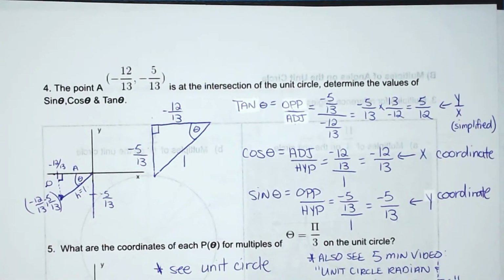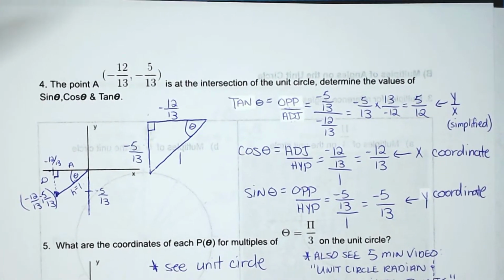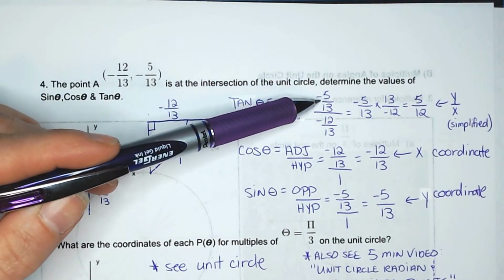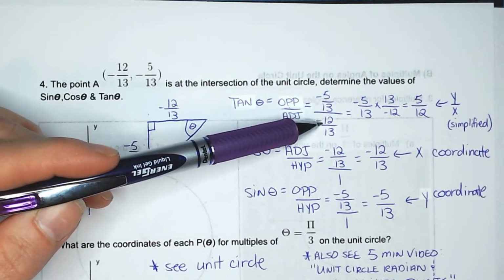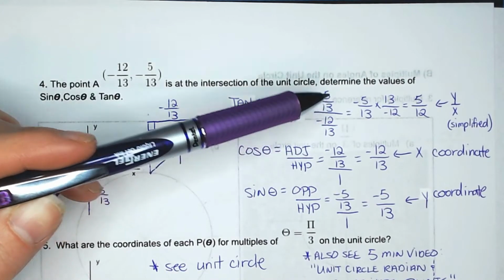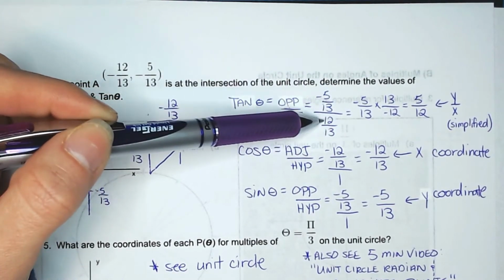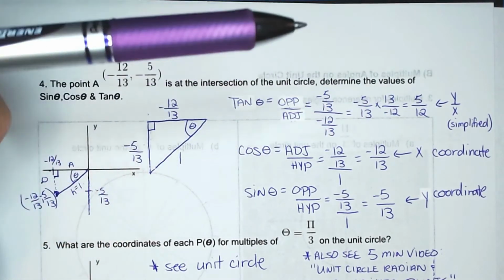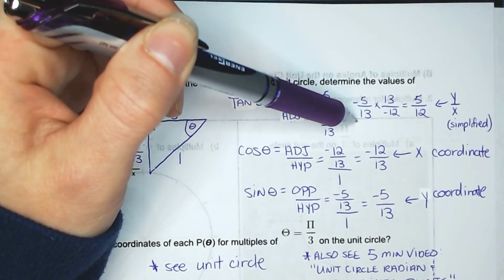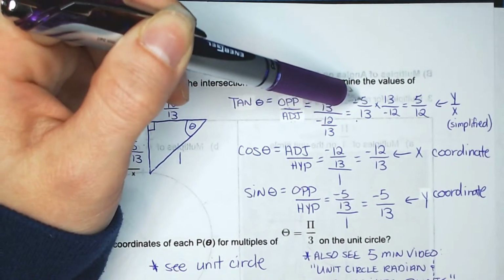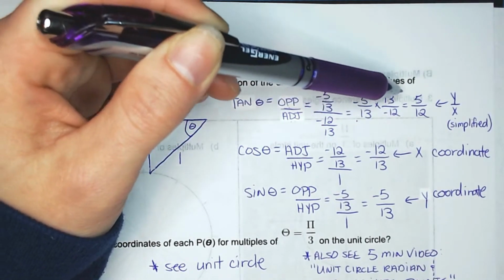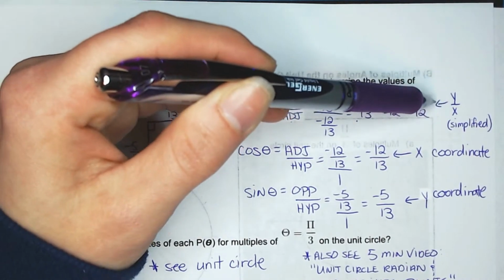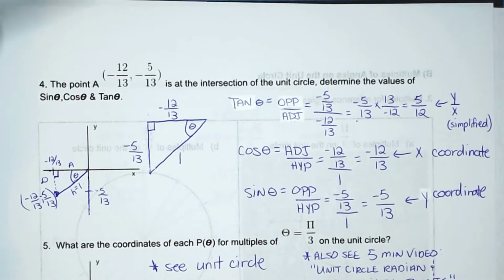We have tan of theta is equal to opposite over adjacent. Now here's where I was talking about where you might need to do a bit of fraction work, okay? It's opposite over adjacent. So we have negative 5 over 13 over negative 12 over 13. And remember to divide two fractions, you're just going to flip and then multiply across. Now, of course, 13 divided by 13 cancels, and you're just left with negative 5 over negative 12, which of course is equivalent to positive 5 over positive 12, or y over x simplified.